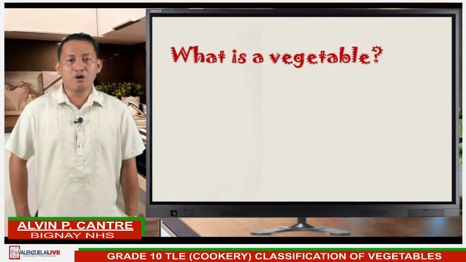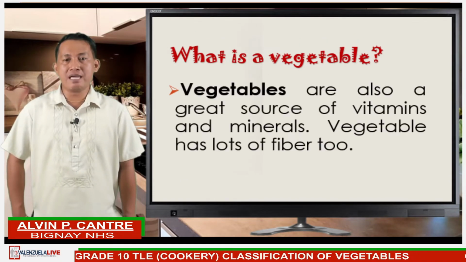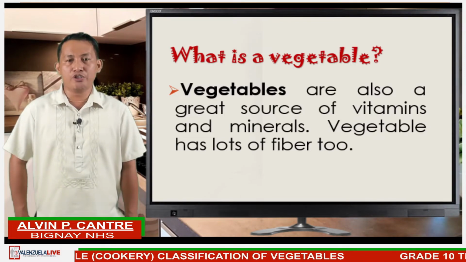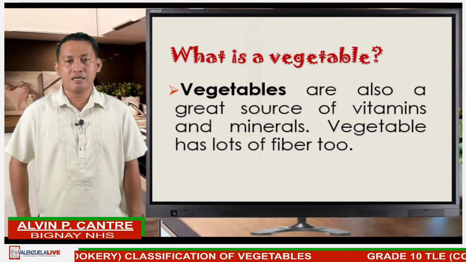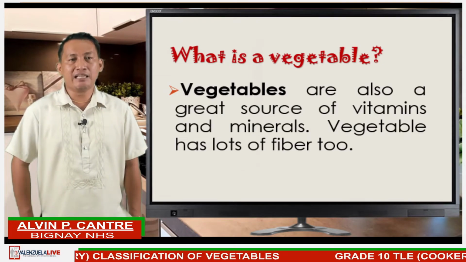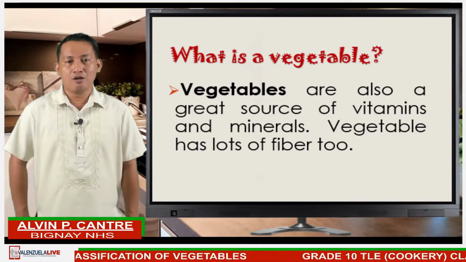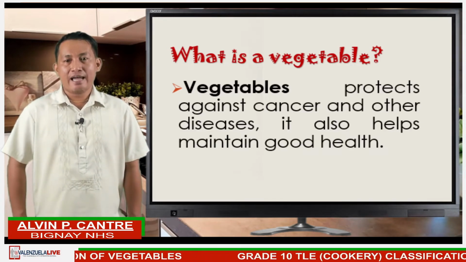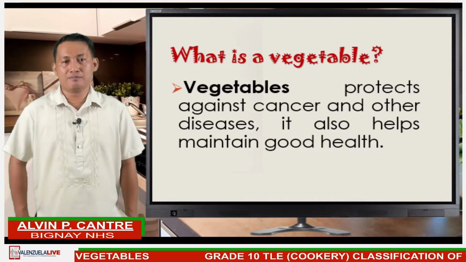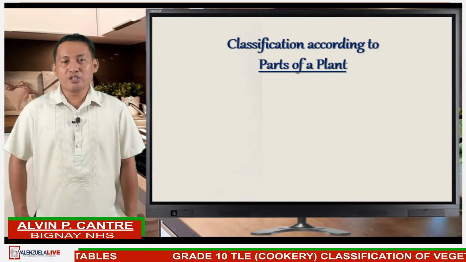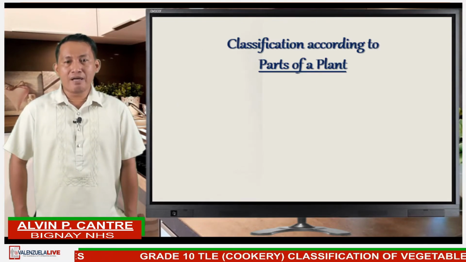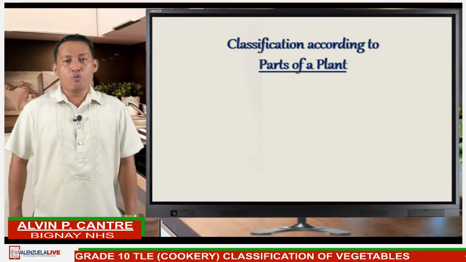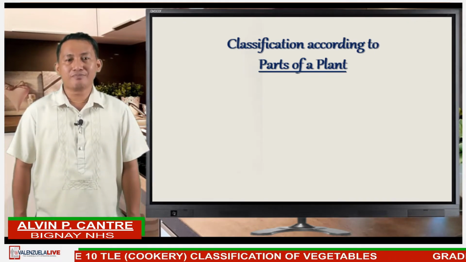Typically, vegetable is a good accompaniment to meat and fish. Vegetables are also a great source of vitamins and minerals. And at the same time, it has a lot of fibers too. They protect against cancer and other diseases, and help you maintain good health. Now that we are familiar with the benefits and good things about vegetable, let's move with its classifications.